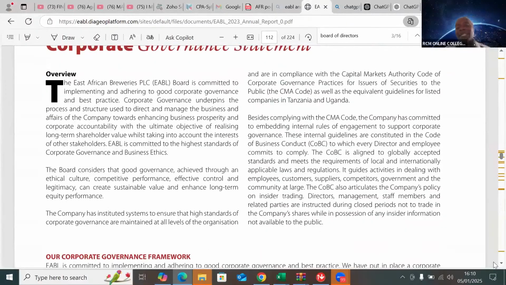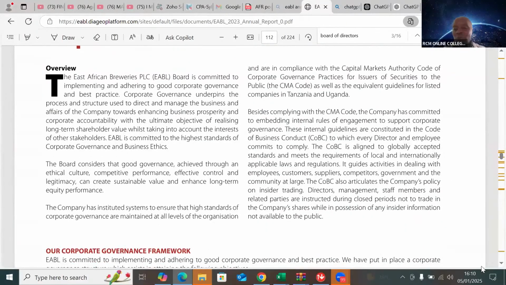Corporate governance statement. These are things I expect you to go and study on your own. So up to now, is everything clear, ladies and gentlemen? Are you able to pick things that you can easily use in your exams?